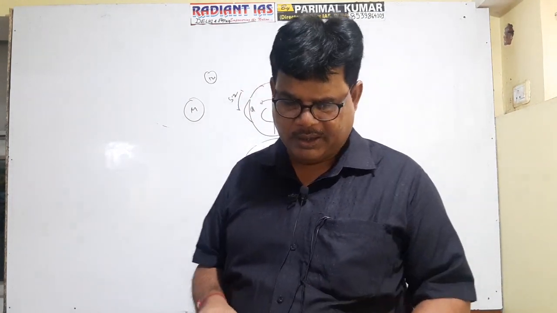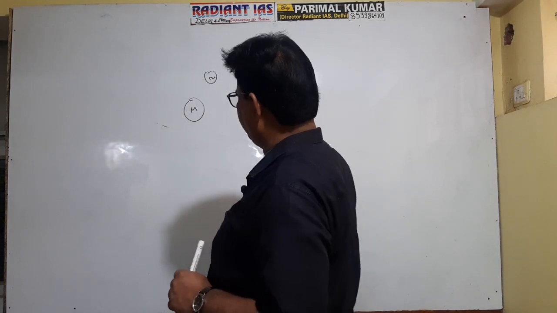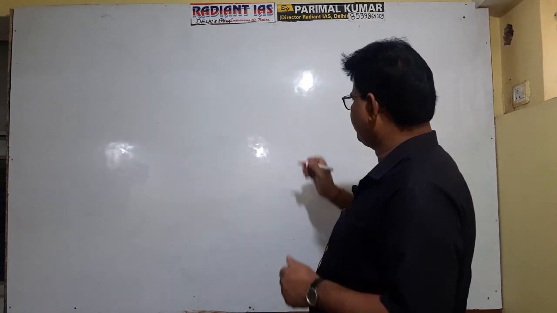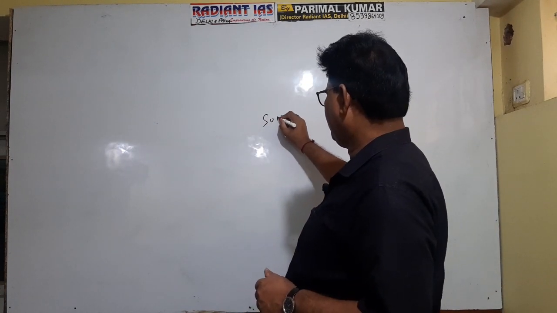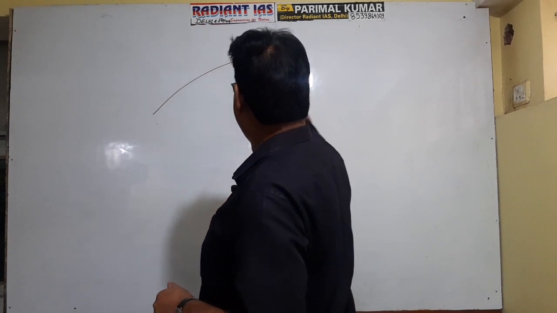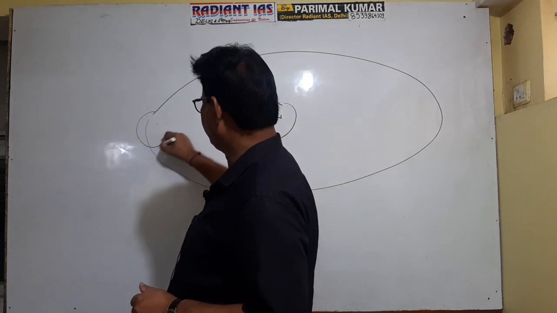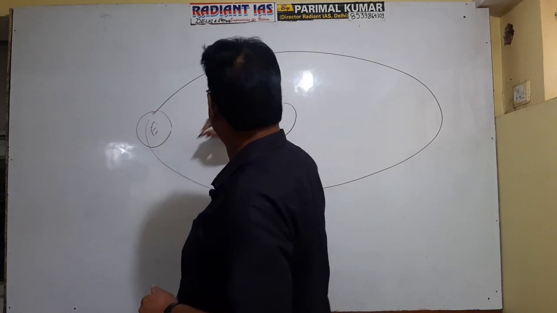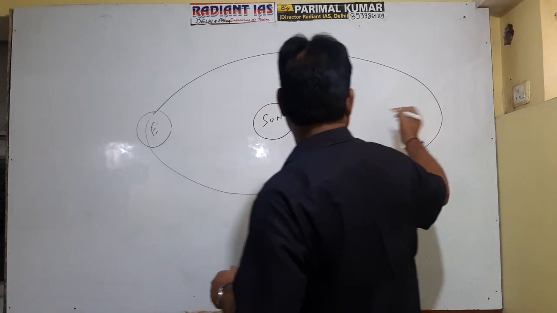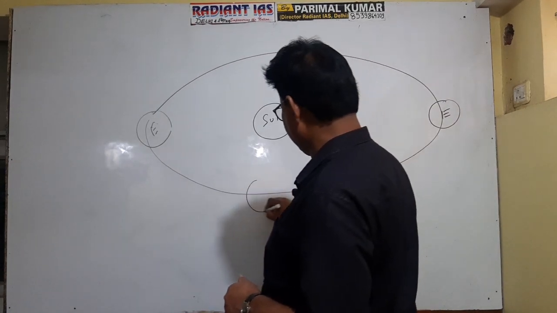Again, particularly you see, if you combine the figures of the moon and sun both, you may derive this figure. This is the position of the sun, and you know that the earth revolves around the sun in an elliptical orbit. So this is the position of the earth. Again, this is the position of the earth, and this may be the position of the earth.